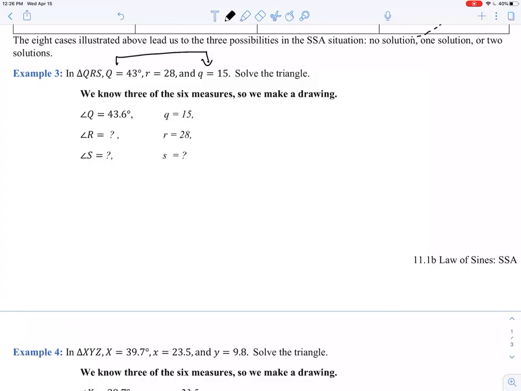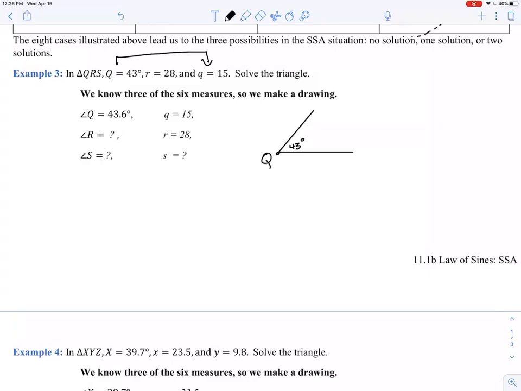So what I'm going to do is just draw a picture, and when I draw a picture, I always like to put the angle that I'm given when I'm doing side-side-angle on the left-hand side, and then I just draw the base of that angle. And then 43 degrees, I'm just going to make something that says 43, because I'm just drawing a depiction here.